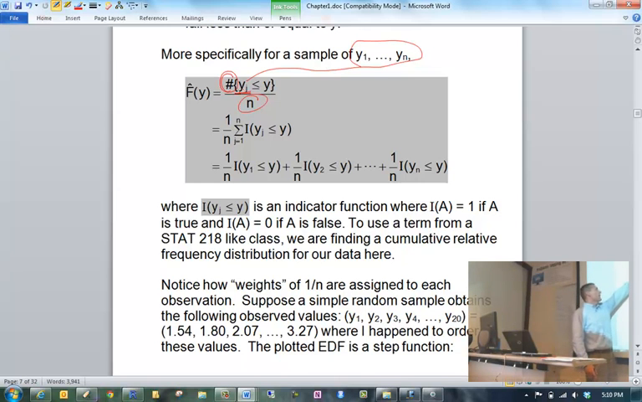We could say 1 over n times the sum from j equals 1 to n of the indicator that y sub j is less than or equal to y, where the indicator function, of course, is a 1 when what's inside the parentheses is true, 0 when it's not true. You could actually write this out for all n terms. Notice how we're assigning a weight of 1 over n to each of these y's. It's going to be important coming up.